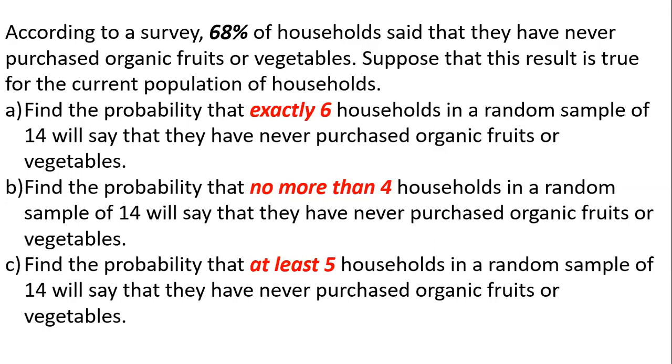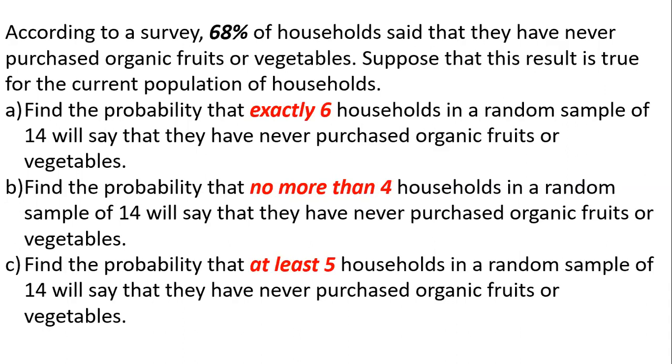According to a survey, 68% of households said that they have never purchased organic fruits or vegetables. Suppose that this result is true for the current population of households. A. Find the probability that exactly 6 households in a random sample of 14 will say that they have never purchased organic fruits or vegetables.